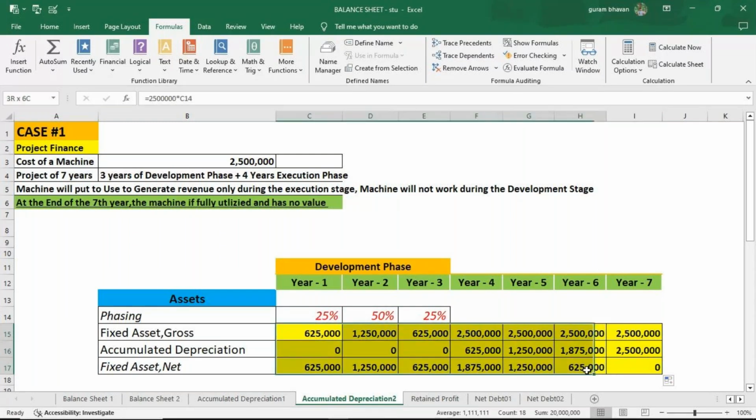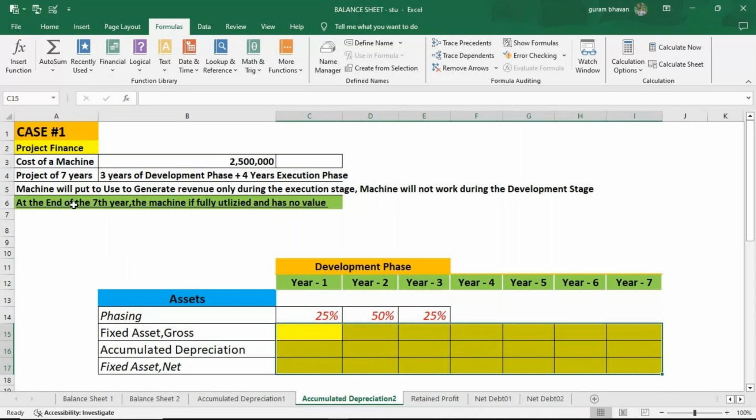Okay, I'll explain it. So here what they are telling is I'm going to plant a machinery. The cost of the machinery is 25 lakh rupees. The total project is for 7 years, and 3 years we will consider as a development phase. Means, as I am getting the machinery, it has to be planted, it has to start working. So the development phase is 3 years. That means for 3 years I cannot make use of that machinery, because I am still in the installing process. From the fourth year I start using it, the execution phase.